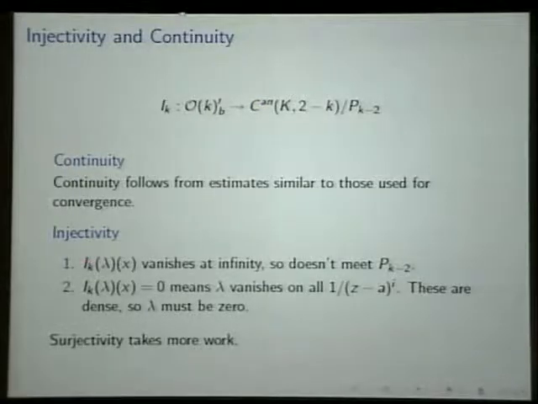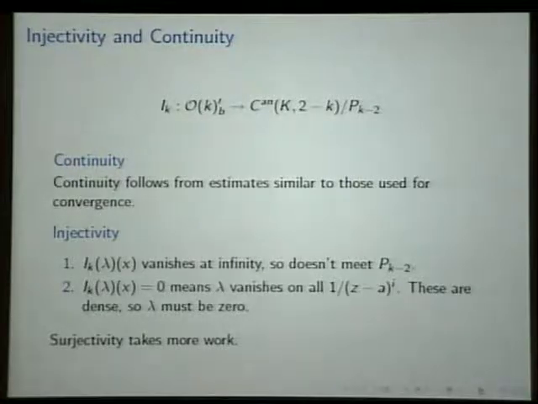And if the image were 0, then it would actually have to be 0 everywhere, including at infinity. If you look back at our geometric series, to get 0 here, you would have to be 0 basically on all functions of this form, because they come up in the geometric series. And those turn out to be dense in the full space. So if your lambda of x were 0, it has to vanish on so many rational functions that it actually has to be 0. Okay, so that's where the injectivity comes from.